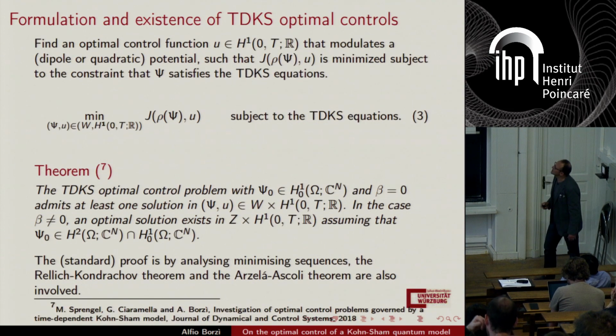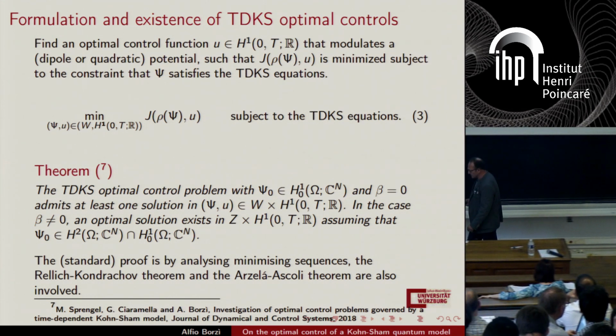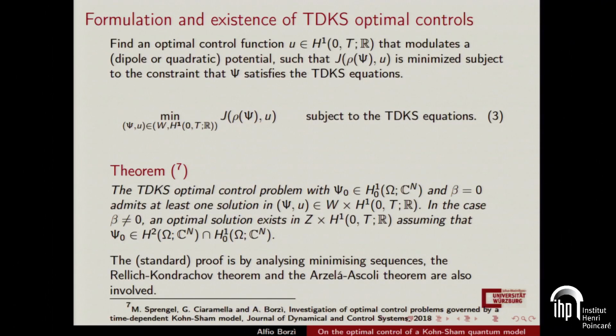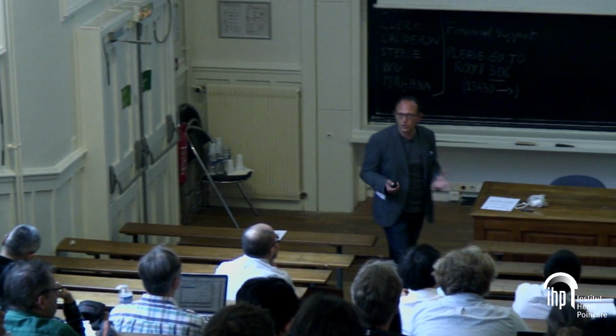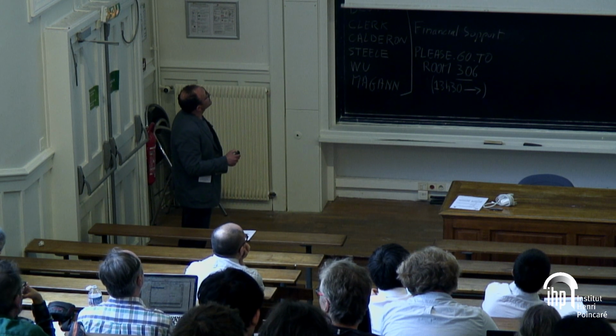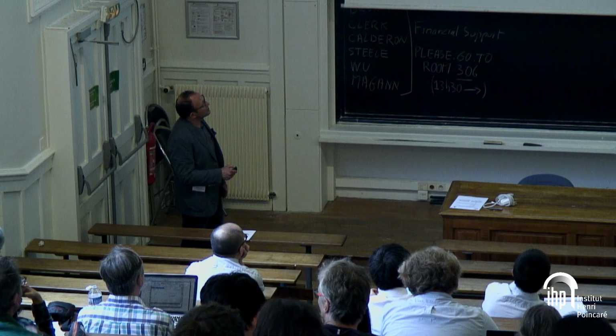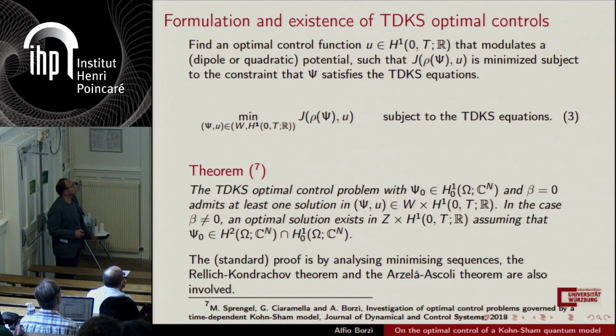So the first point is to prove that there is a control, that we are talking of something which is meaningful. So the idea is, can we find a control function in H1? I mean, this is by embedding. It means, can we find a continuous function? Okay, no jumps. Can we find a continuous function such that, subject to the constraint of the Kohn Sham equation, we minimize this functional here? This is the question.